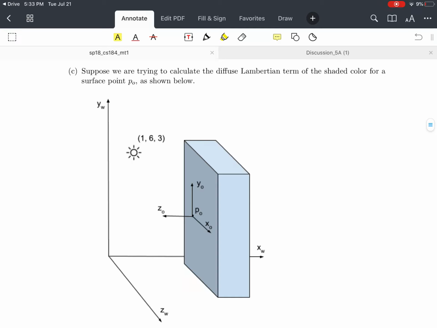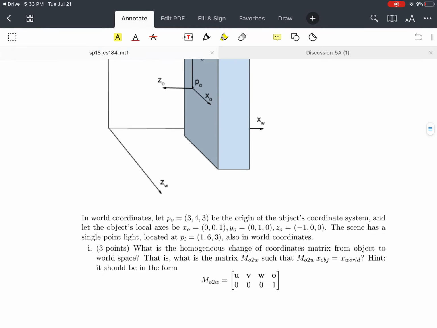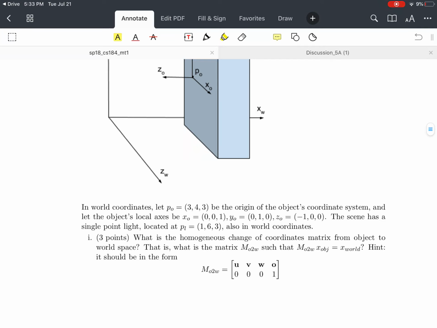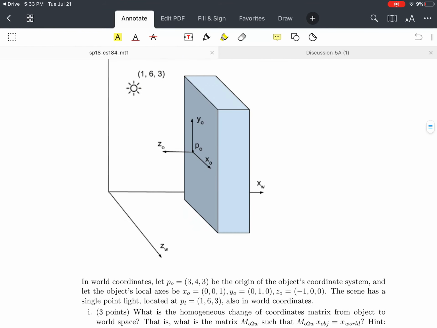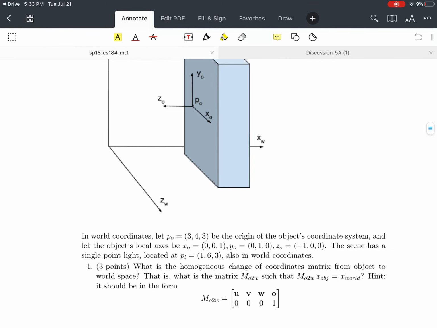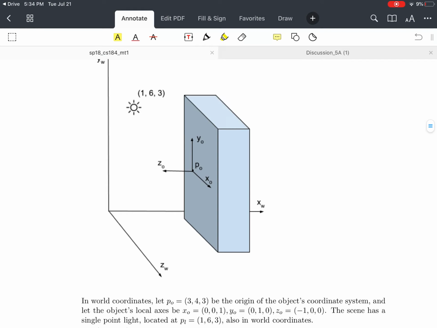So suppose we are trying to calculate the diffuse Lambertian term of the shaded color for a surface point P0 as shown below. Okay, so it's right there. In world coordinates, let P0 be 3, 4, 3, and let it be the origin of the object's coordinate system. Okay, so the object is this blue slab, and let the object's local axes be x is 0, 0, 1, y is 0, 1, 0, and z is negative 1, 0, 0. Okay, and the scene has a single point light located at PL equal to 1, 6, 3, also in world coordinates. Okay, so that's right there.